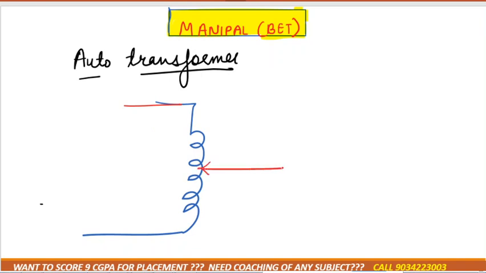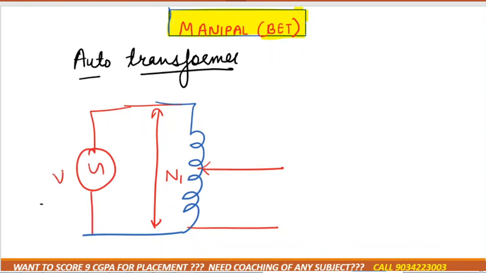Let's see how. See how in this case we have done tapping over here. Here the primary voltage is connected. Primary number of turns is denoted by N1. Okay, primary voltage is there. Then in that case secondary voltage is there. So secondary side we have connected with the load.